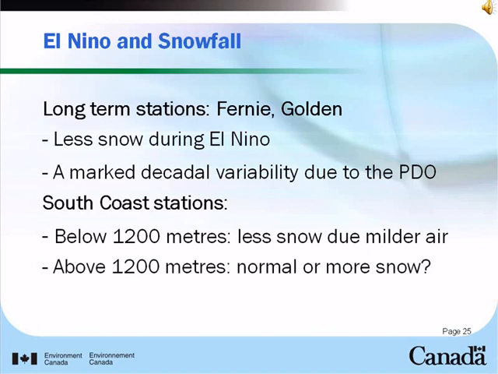At higher elevations, such as the Whistler Roundhouse, the signal is somewhat ambiguous, and recent records show normal or more than normal snow during El Nino.